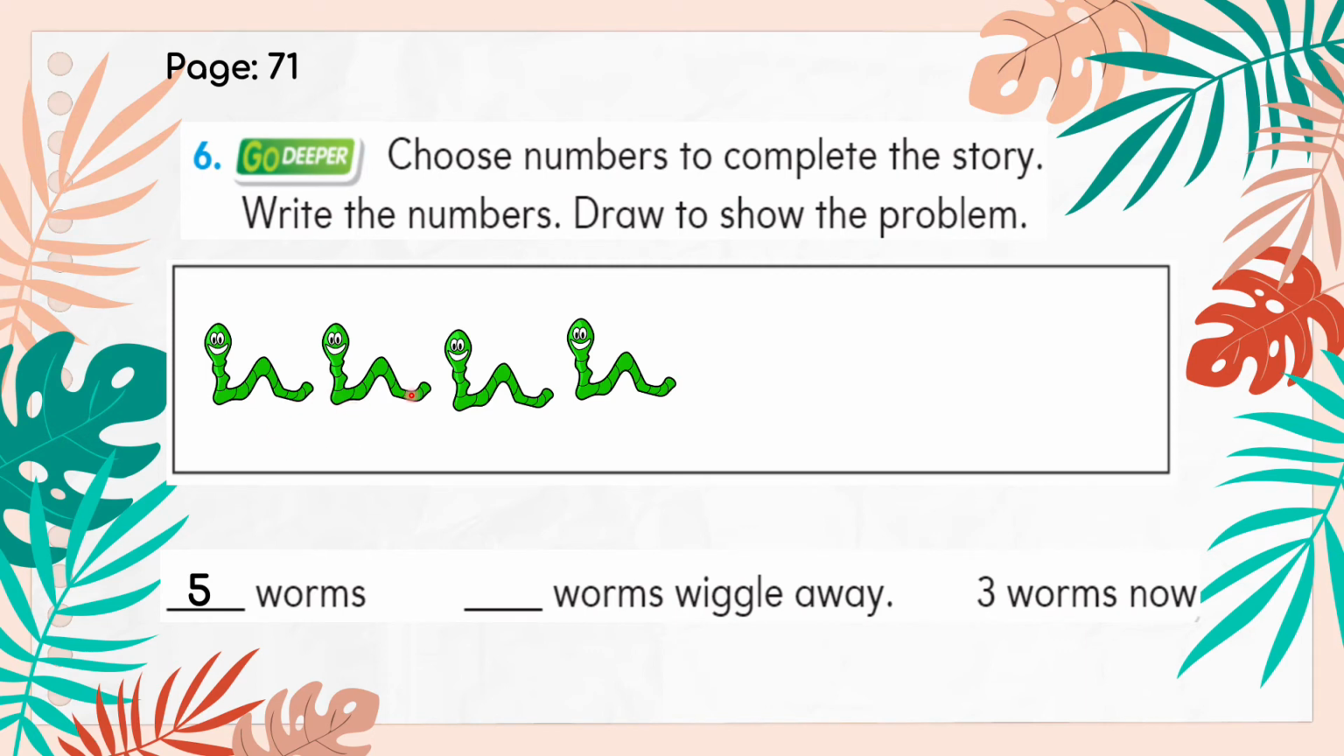1, 2, 3 and 4. We don't have 3 yet. It means 1 more worm should wiggle away. So now we have 1, 2 and 3 worms remaining. It means how many worms did wiggle away? 2 worms wiggle away. So we started off with 5 worms, 2 worms wiggle away and we are left with 3 worms now.